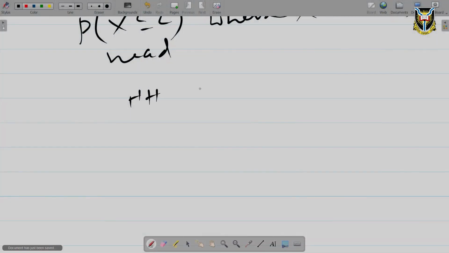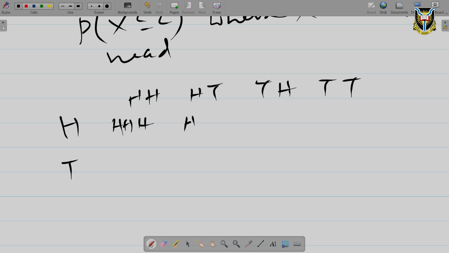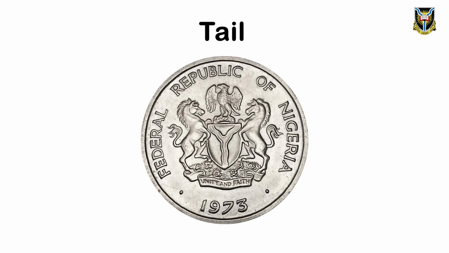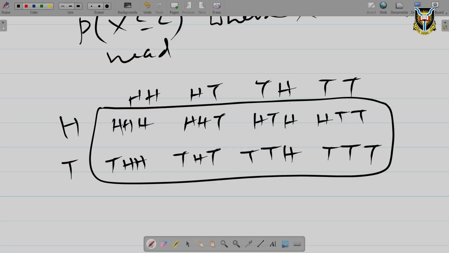Now, for 2 coins, we have head, tail, head, tail. I'm doing this so that it won't be difficult for you to be able to compute the sample space. Having done this, then I have head, tail, head, tail, head, tail, head, then tail, tail, then tail, head, and tail. Now, the sample space is what we have here. 1, 2, 3, 4, 5, 6, 7, 8. 8 observations.